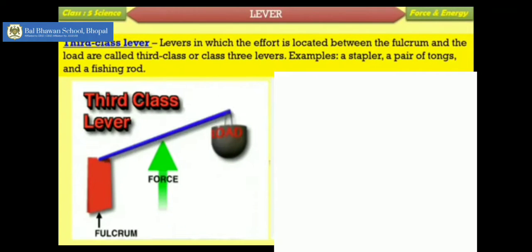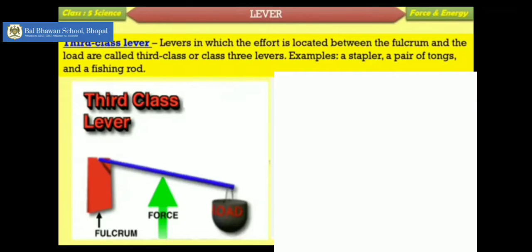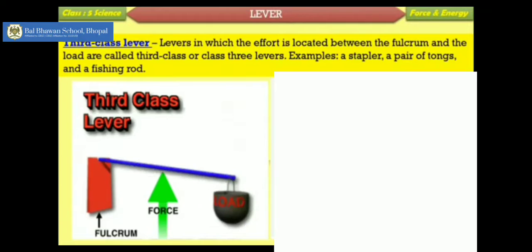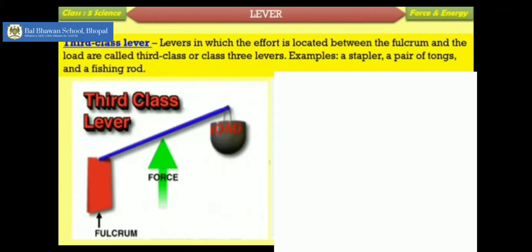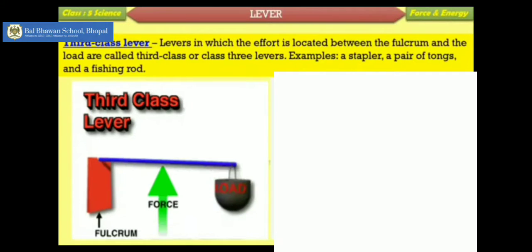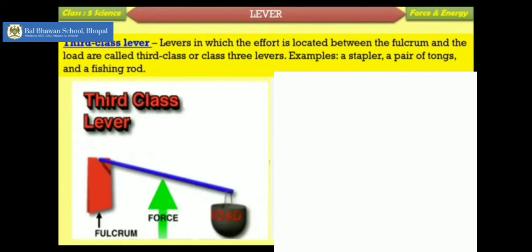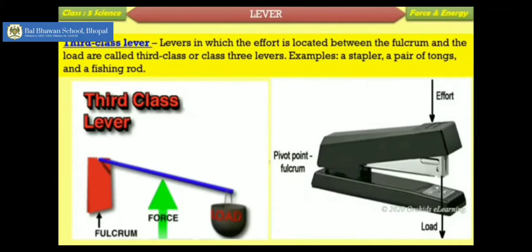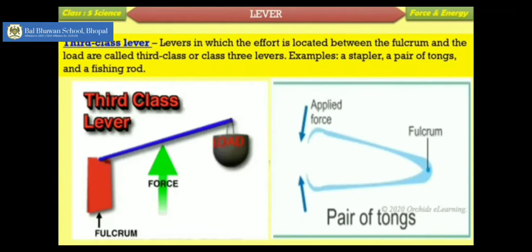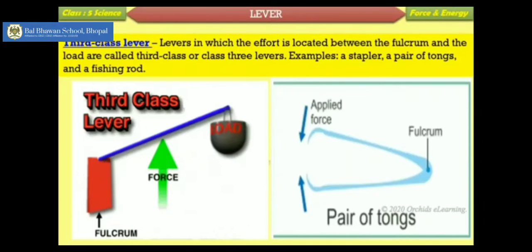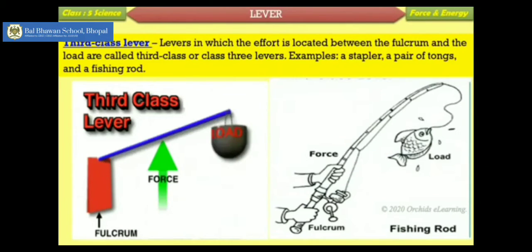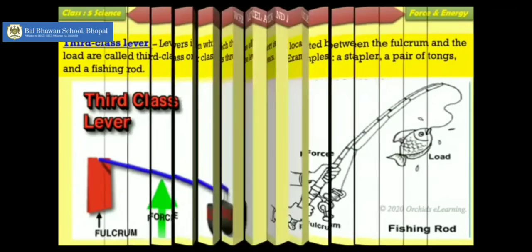Next we come to the third type of lever, and that is called third class lever. Levers in which effort is located between the fulcrum and the load are called third class levers or class 3 levers. Examples are a stapler, a pair of tongs, and a fishing rod. I hope this part is clear. Next we move to another simple machine.